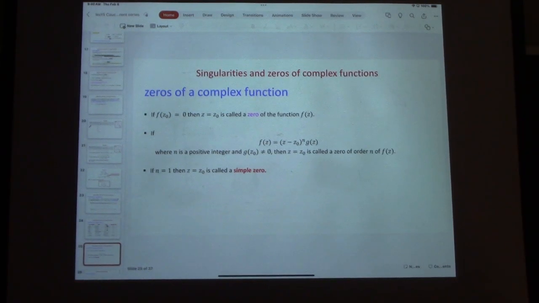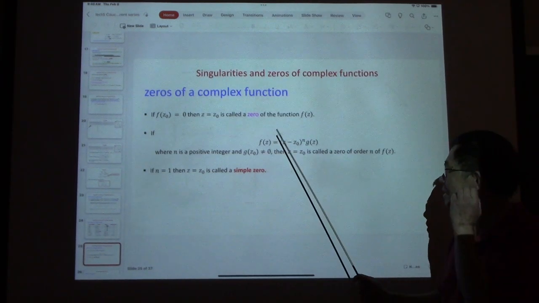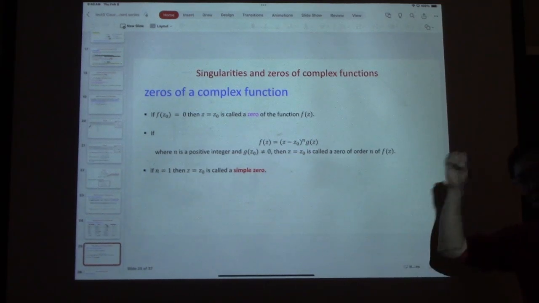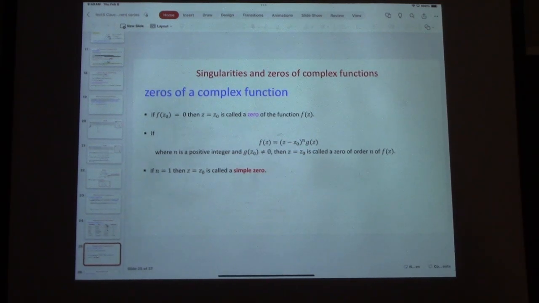Okay, so in complex analysis, we say root is 0. It doesn't mean the location is at 0. It means at that location, the function value goes to 0. Then we also want to quantify orders of zeros.